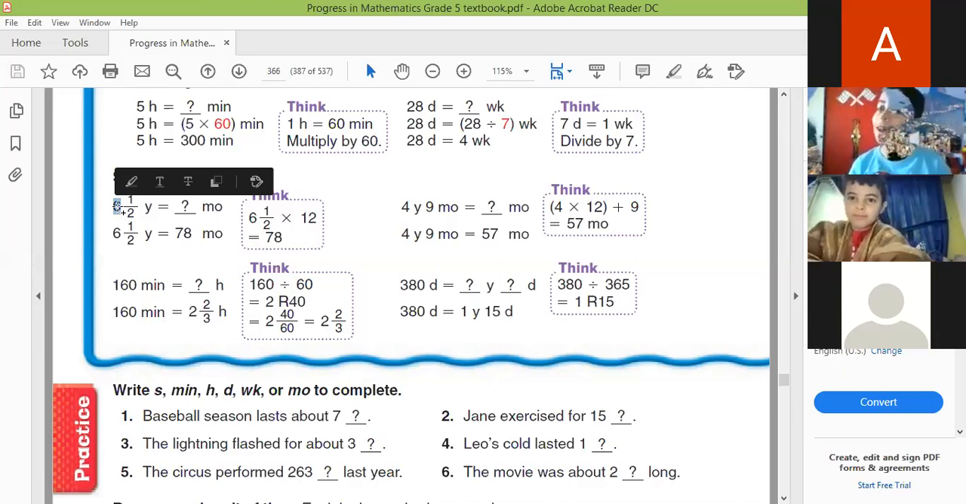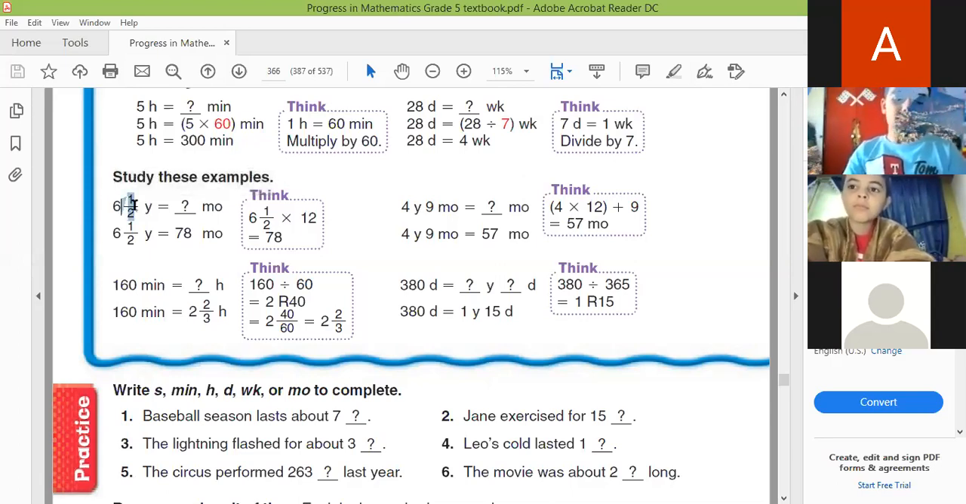6 times 12? 72. That is in 6 years, but we have 1/2, which means half a year more. Then in half a year, how many months? 6 months. 72 plus 6 is 78. As you can see here, in 6.5 years, there are 78 months.